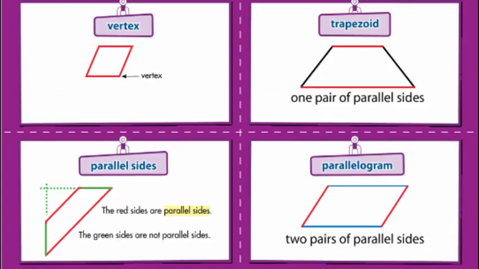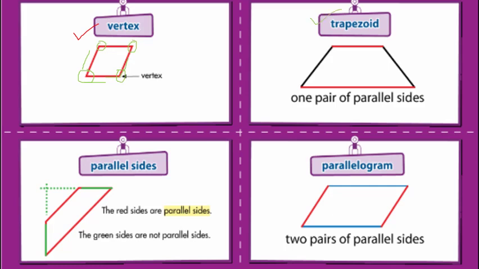Okay, so next we have vertex. Now vertex is somewhat the same as an angle. Vertex is a point where two sides meet. For example, this is the vertex of this polygon. How many vertices does this polygon have? Excellent, 4. Very good. So vertex is the point where two sides meet.